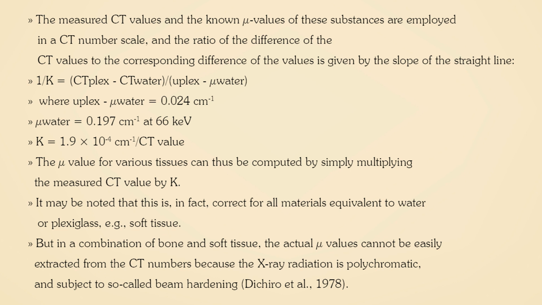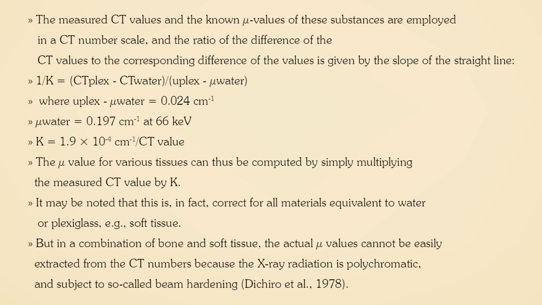It is given by 1 by k equals CT plex minus CT water, divided by mu plex minus mu water, where mu plex minus mu water is equal to 0.024 per centimeter, mu water is equal to 0.197 per centimeter at 66 kilo electron volt, while k is equal to 1.9 times 10 to the power minus 4 per centimeter per CT value.